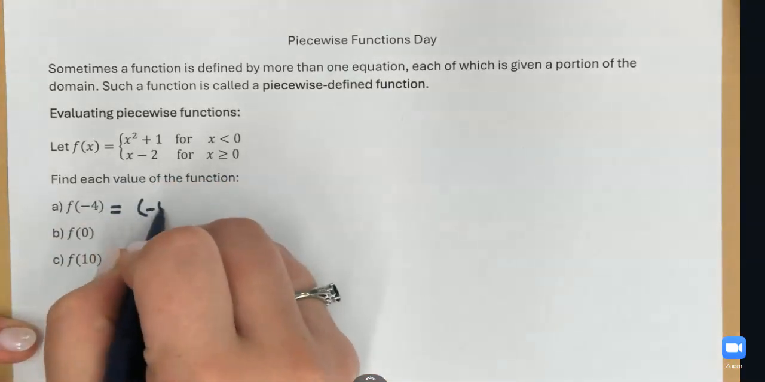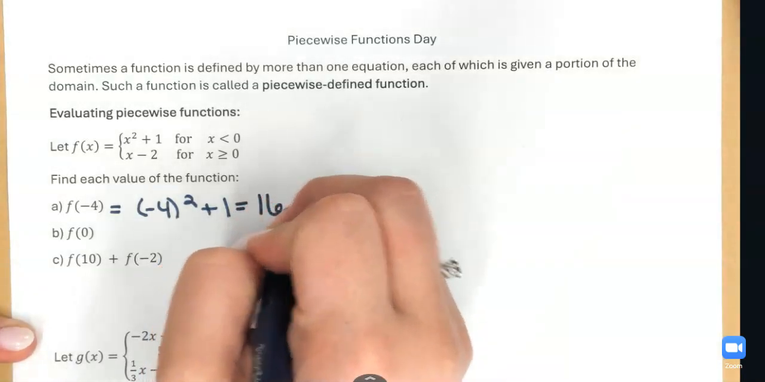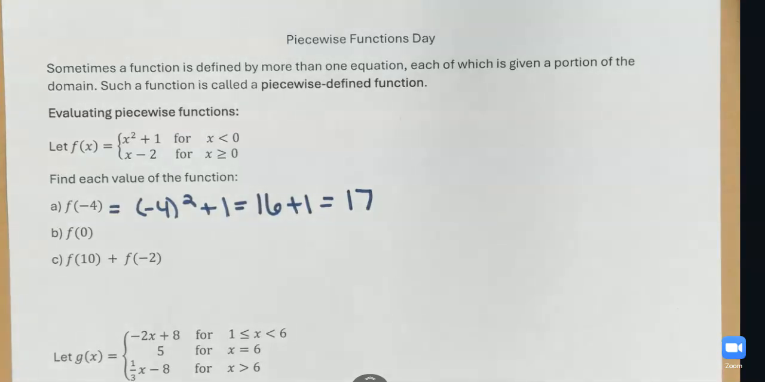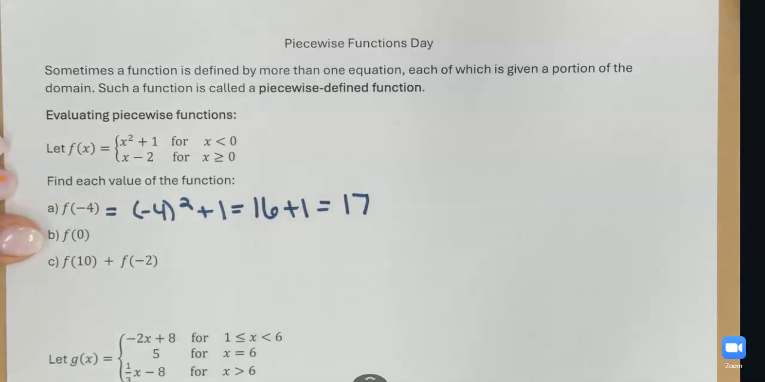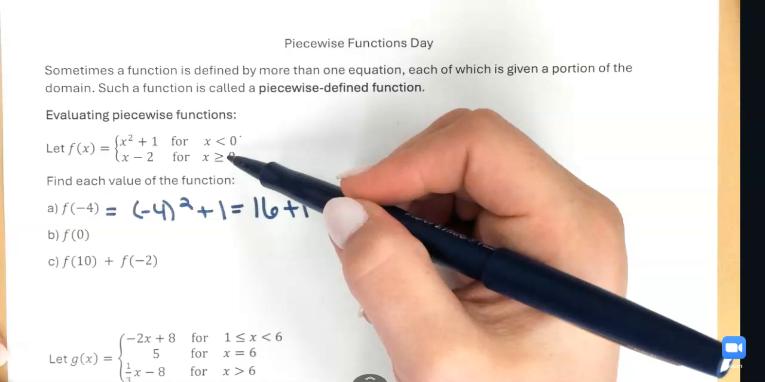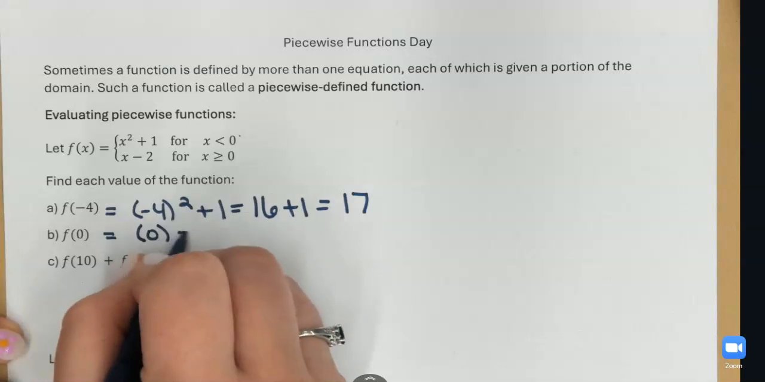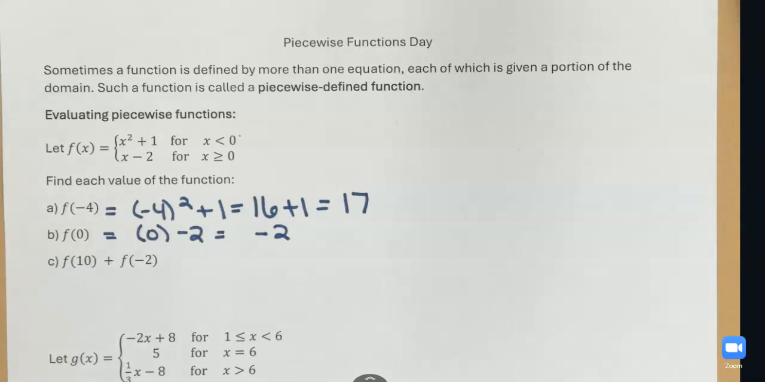And I'm going to plug in -4 in place of x, follow my PEMDAS, and f of -4 is going to be 17. So somewhere on my graph, I would have a point (-4, 17). Okay, f of 0 is the next one, so I need to figure out where x is 0. Now this top one is x is less than 0, the bottom one is x is greater than or equal. So I'm going to use the bottom equation for this one. So 0 minus 2, which is going to be -2. So we would have the point (0, -2) on our graph.